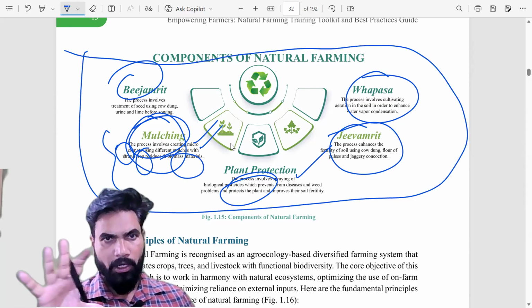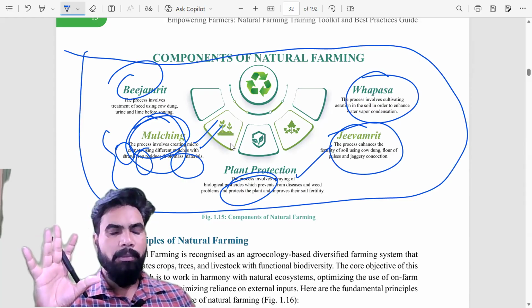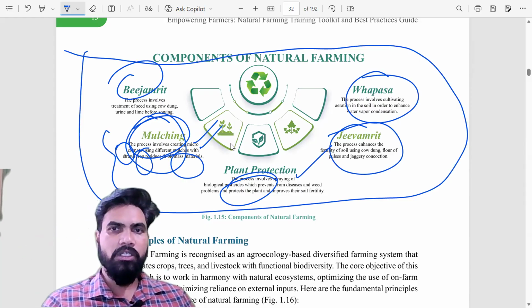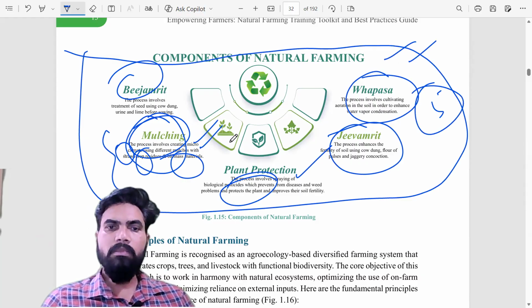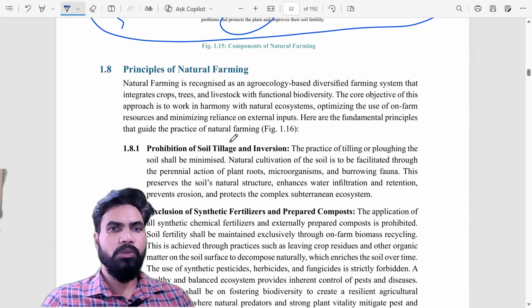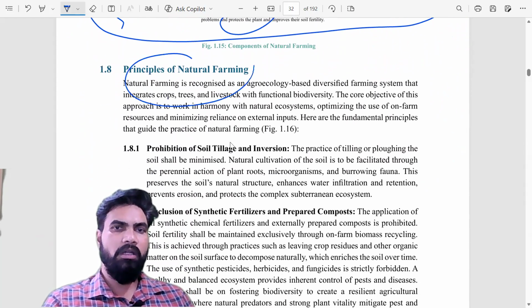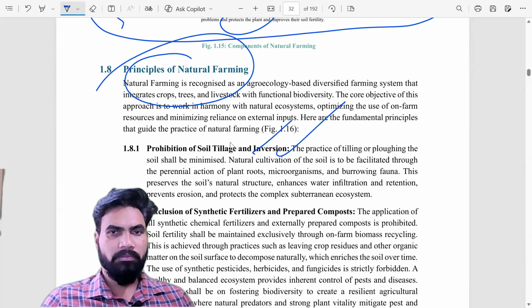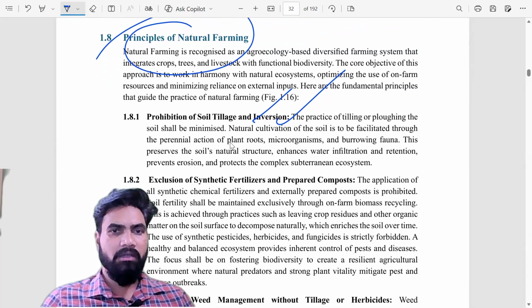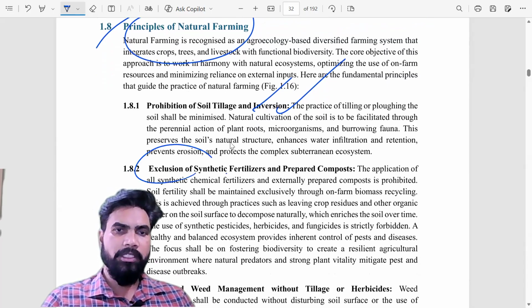If not, you are able to remember all the components. At least try to remember these 5 important components. Okay. Then we will come to the principles of natural farming. Very, very important. Prohibition of soil tillage and inversion, very important one.